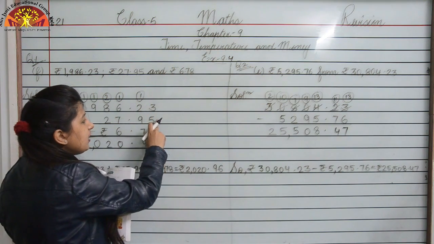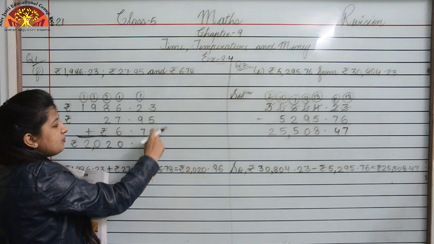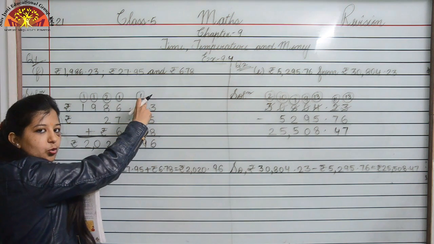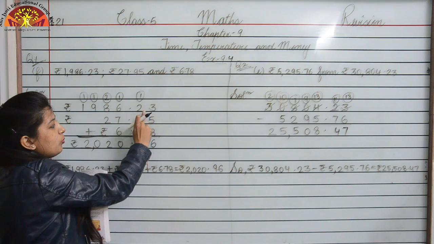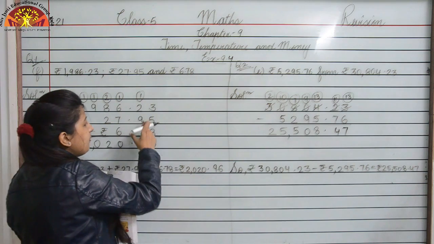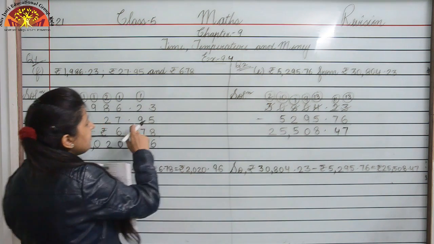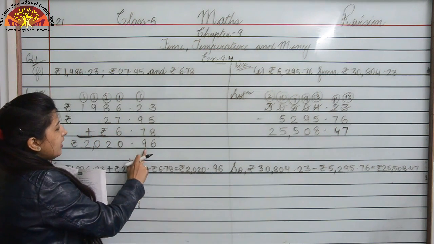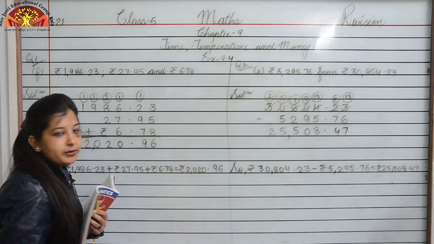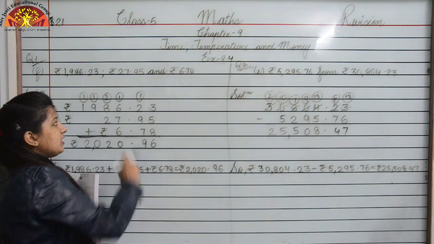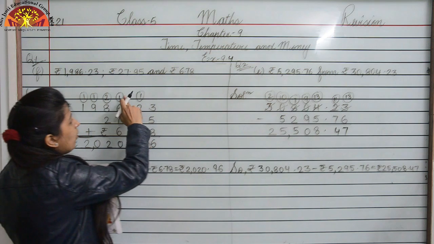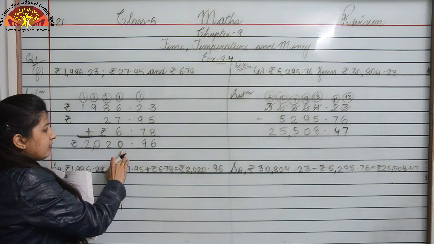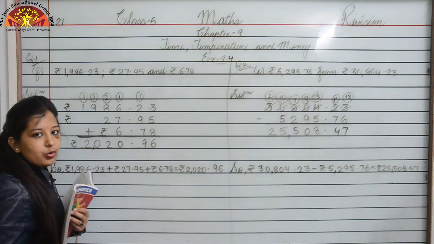So 3 plus 5 equals 8. 8 plus 8 equals 16. We will write 6 here and then 1 carry over. Now 2 plus 9 equals 11, 11 plus 7 equals 18 and 18 plus 1 equals 19. We will write 9 here, then 1 carry over. Now 6 plus 7 equals 13, 13 plus 1 equals 14 and 14 plus 6 equals 20. So we will write 0 here and 2 carry over.